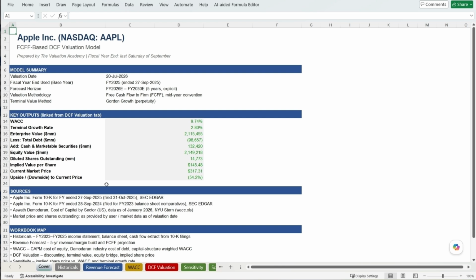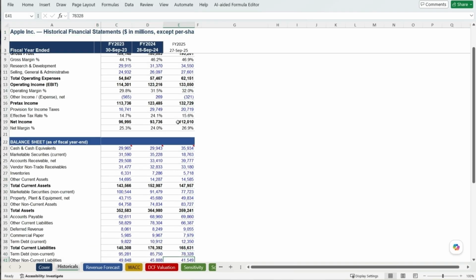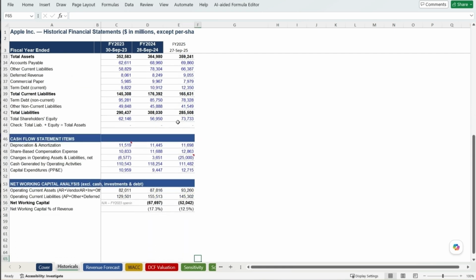Now Claude has built the model. So it's our responsibility to check whether the output from the model is appropriate or not. So we'll start looking at the historicals. Here we have the revenues for 2023 to 2025. Remember, we gave 2 years of annual reports, the 10Ks, and Claude has pulled the data for 3 years from this annual report. It has also pulled the balance sheet and cash flow statement, so select items of the cash flow statement.